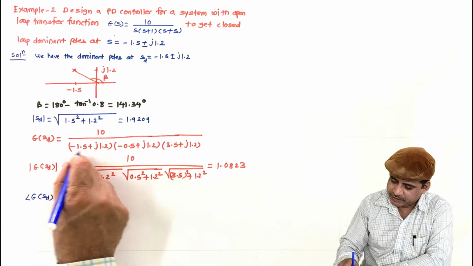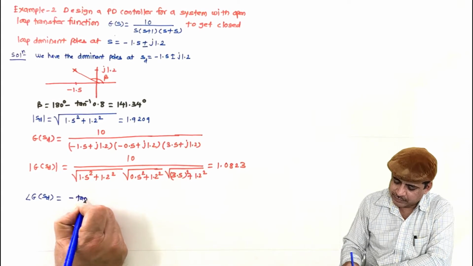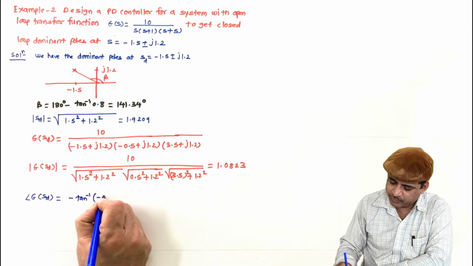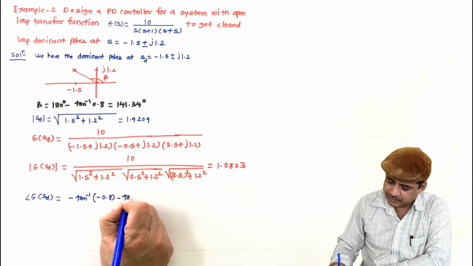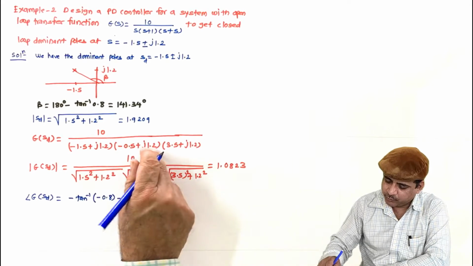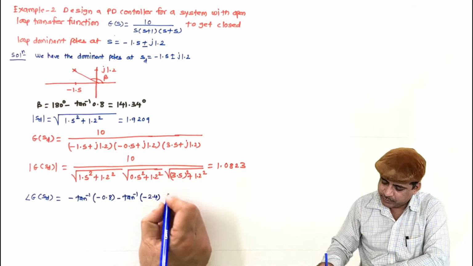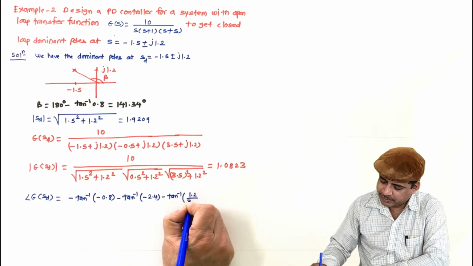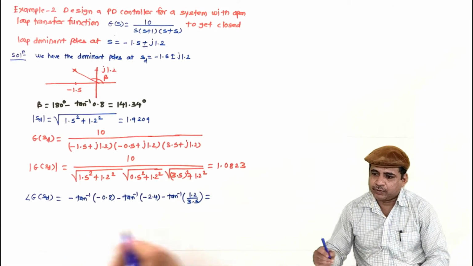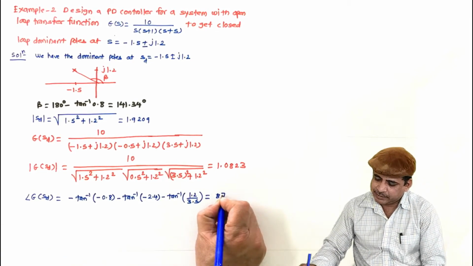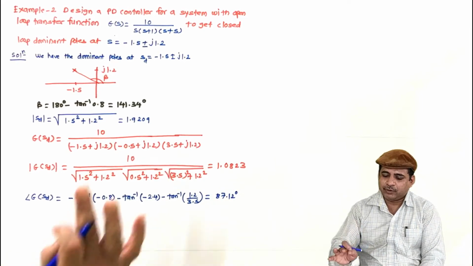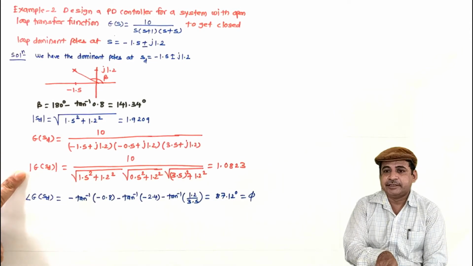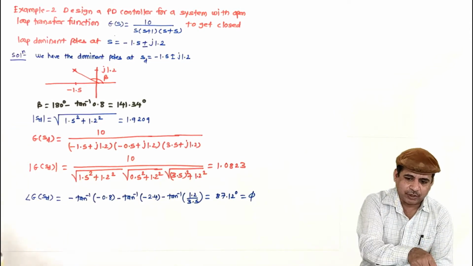And now its angle of the system function at S equal to Sd. For 10 it is 0, then this is in the denominator, so it will be minus tan inverse of imaginary by real. So 1.2 divided by minus 1.5 is minus 0.8, minus tan inverse of minus 1.2 by 0.5 is minus 2.4, minus tan inverse of 1.2 divided by 3.5, and on solving we are getting this angle as 87.12 degree. So now we have got beta, we have got phi, magnitude of G of Sd and magnitude of Sd. Everything we have got now.